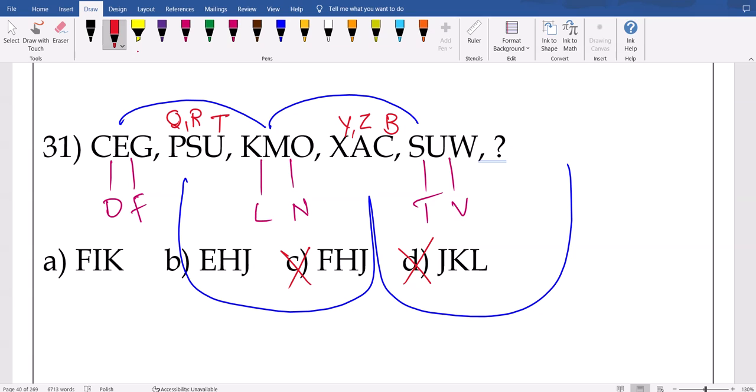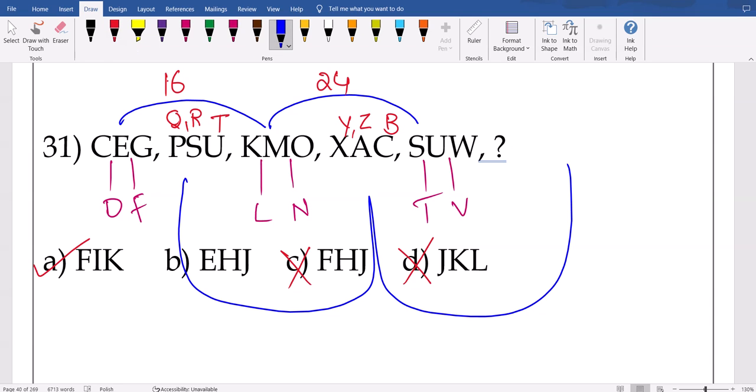P is nothing but 16. This is 24. Plus 8 logic likewise. So yeah, R is 18, Z is 26, plus 8 required. 24 plus 8 is nothing but 32. 32 means F. F is correct.